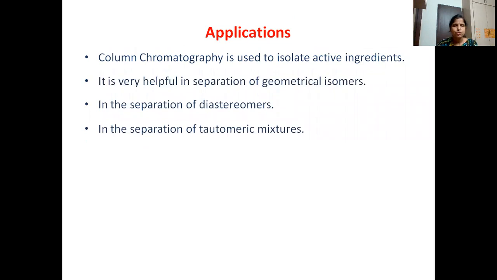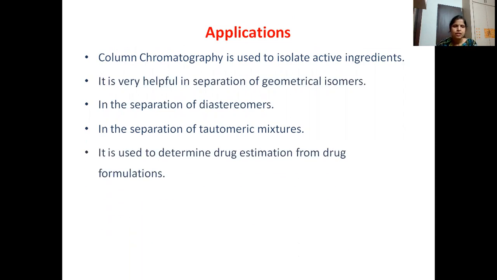In the separation of tautomeric mixtures, suppose you take the example of keto and enol tautomers. They have different functional groups, so they will also show different affinity towards the stationary phase. Depending upon the difference in the affinity, they can be separated into keto and enol forms. It is used to determine the drug estimation from drug formulations.